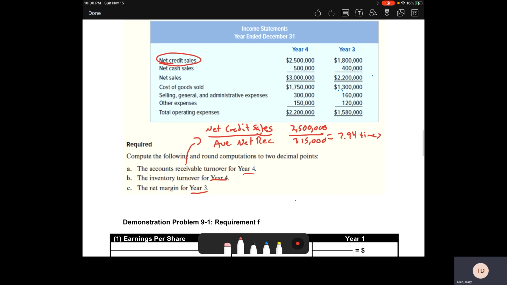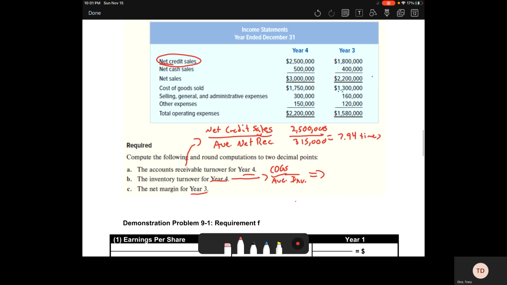All right, so next we're going to look at inventory turnover. And your inventory turnover is your COGS, or cost of goods sold, divided by your average inventory. So cost of goods sold is on our income statement right there. And again, this is for year 4. So we're looking at that 1,750,000.